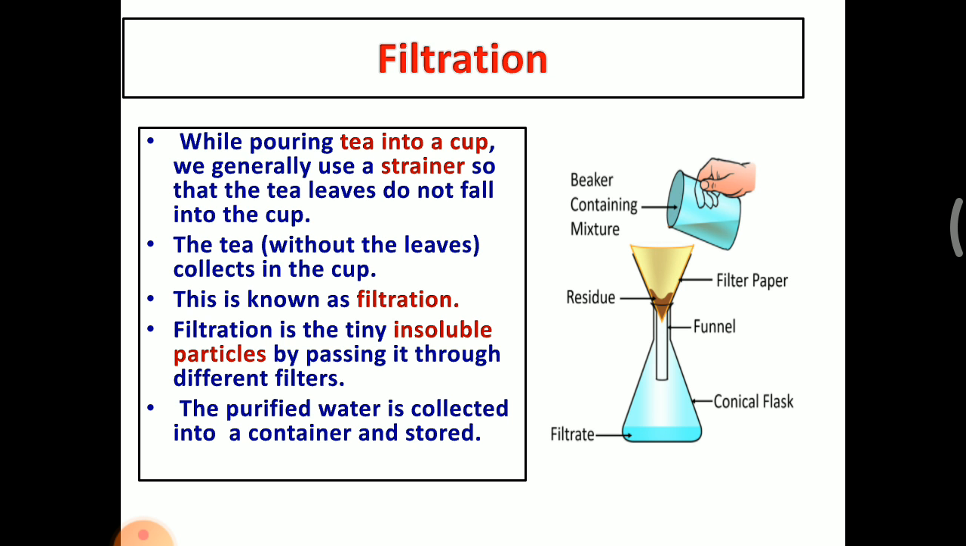Filtration removes tiny insoluble particles by passing the water through different filters. The purified water is collected into a container and stored. Look at this image. Here, the impure water is filtered by the filtration method. This filtration method is used to remove the insoluble materials from the impure water. So it needs filter paper or some other filters and a clean vessel.